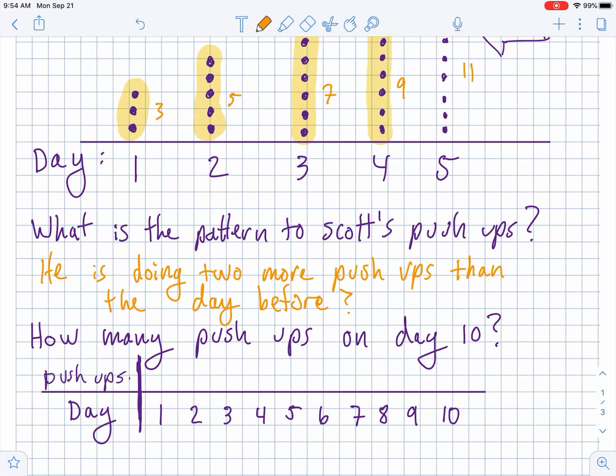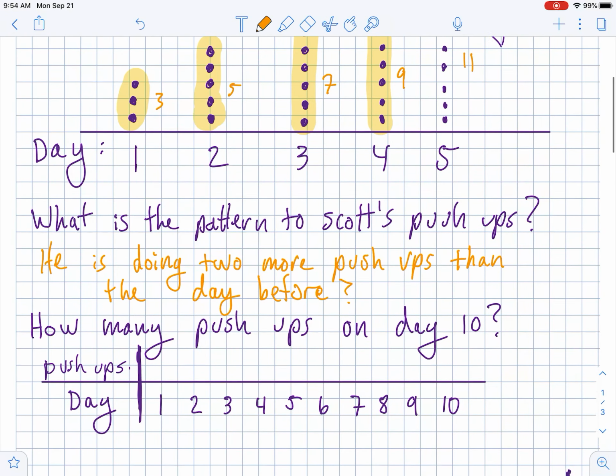I feel like this is unsustainable. After a year of doing this, it's going to be insane. His arms are going to be way too big.